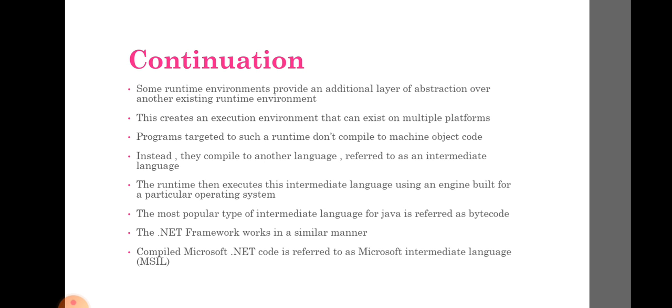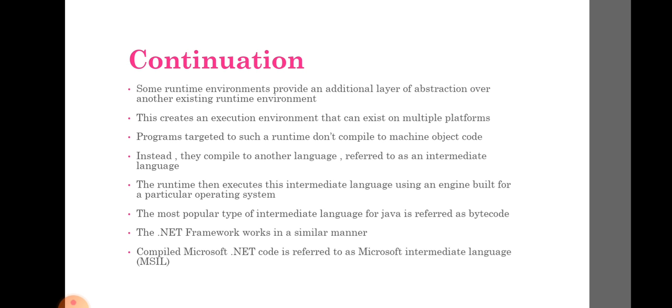Students, just remember our C programming. What is the functionality of compilers in C programs? The compiler will convert the source code into machine understandable object code. But here in the .NET framework, that is not performed. Instead of that, it will compile to another language that is named the intermediate programming language.